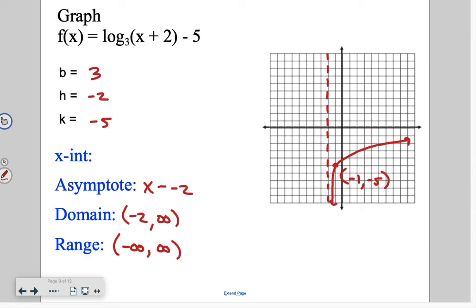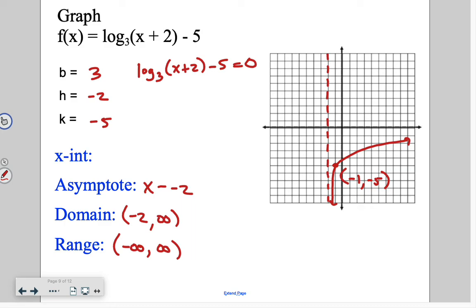All right, and here comes the part that, like I said, is probably the most difficult part. Let's set this equal to 0. Let's work our way through. Log base 3, x plus 2, minus 5. We set it equal to 0. What's step number 1?